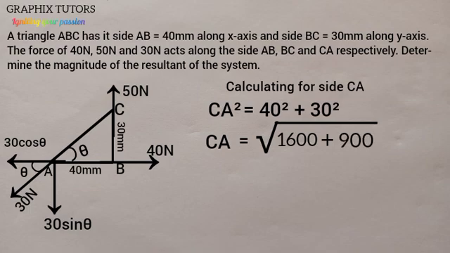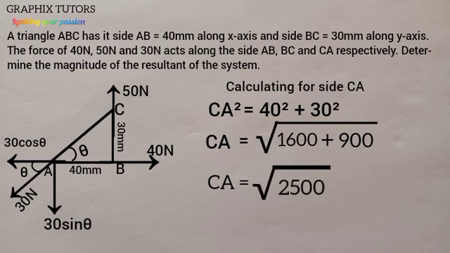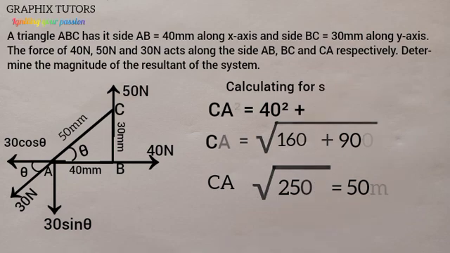So the CA will now be equal to the square root of what? 1600 plus 900 gives you what? 2500. So we have 2500 here. And the CA will give us the square root of 2500, which is what? Is 50. So it means that the distance of our hypotenuse here, CA, is 50 millimeter. Now we can start doing the needful.